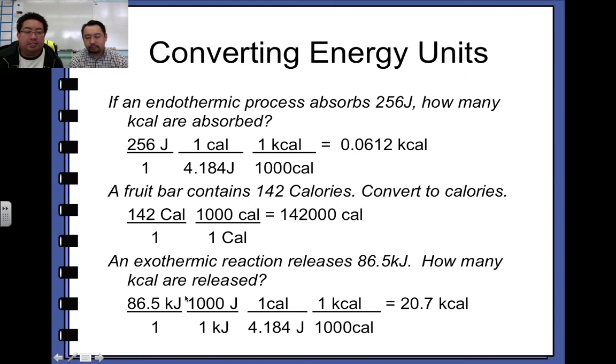And then for the last one, we have 86.5 kilojoules. How many kilocalories is that? We convert our kilojoules into joules. We know this from our basic metric stuff. And 1 calorie equals 4.184 joules. And 1 kilocalorie is 1,000 calories. You'll notice that all the units cancel except kilocalories. And we end up with this as our answer, 20.7.